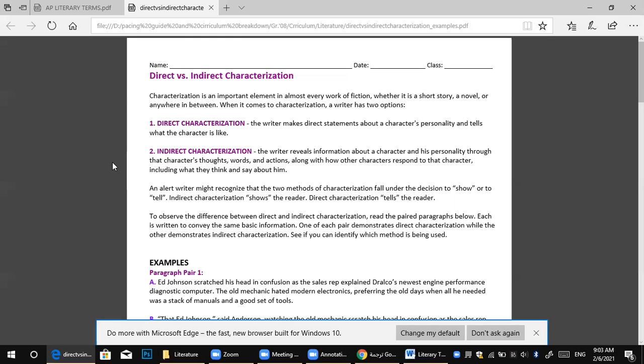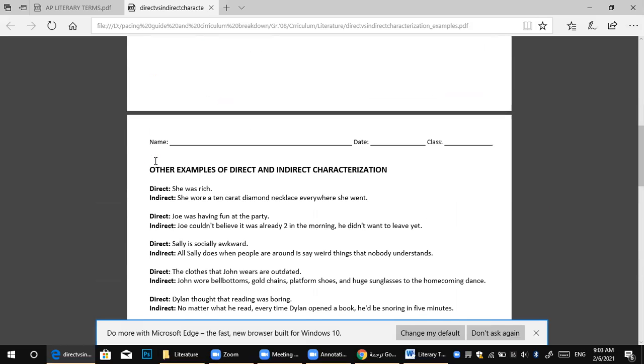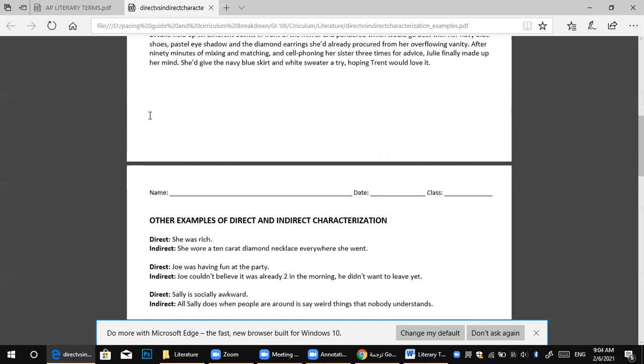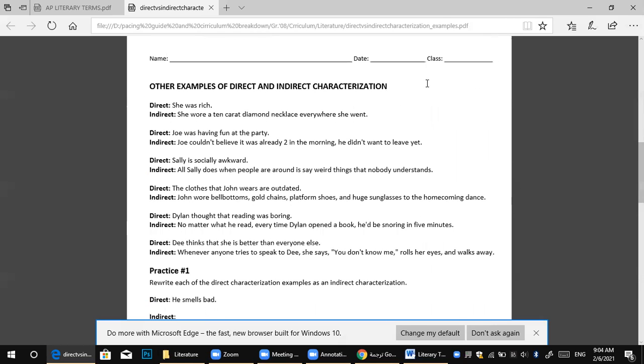Okay, of course. So here are some examples. Other examples of direct and indirect characterization. Direct characterization: when I say she was rich. Why was it direct characterization? Because direct characterization makes a direct statement about the character's personality. I said she was rich.